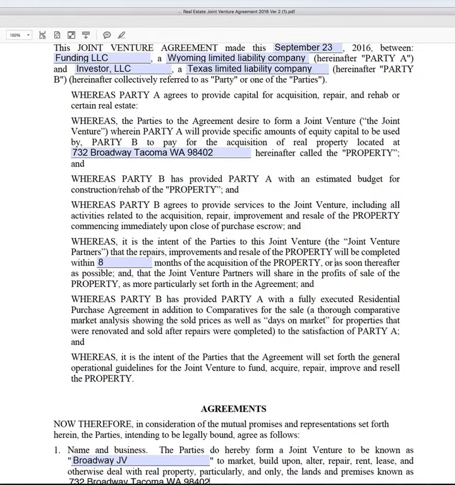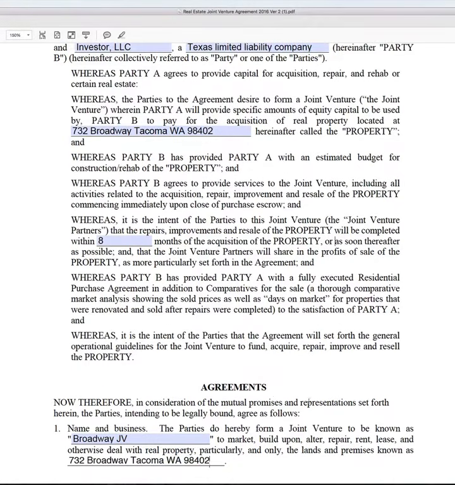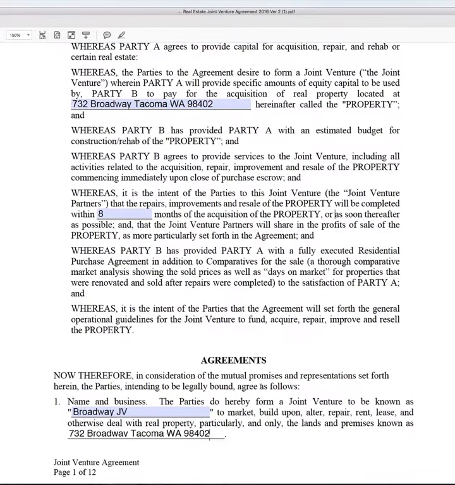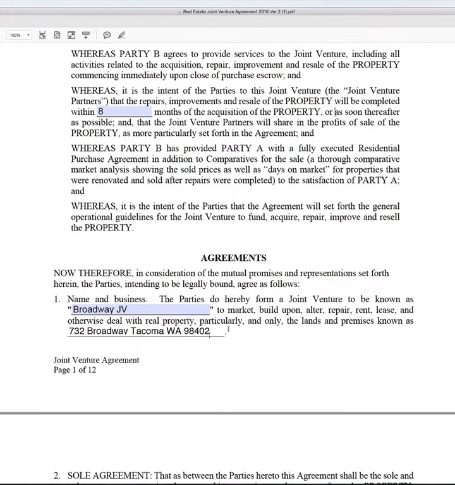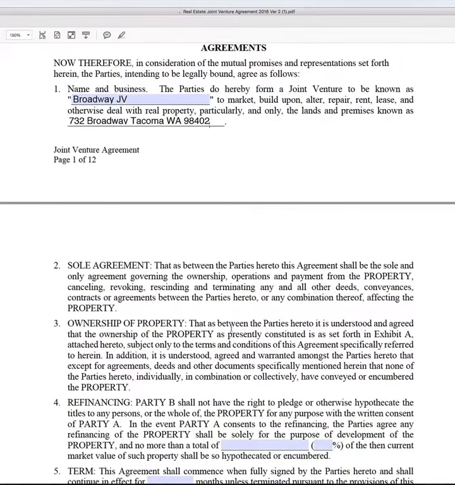And people oftentimes make this mistake. They think that if they put any binding provisions up here in the recitals, that somehow that becomes part of the contract or the agreement, when in reality it's not. Everything after the word agreement is what the parties have actually agreed to. So that's why we put the address in again.